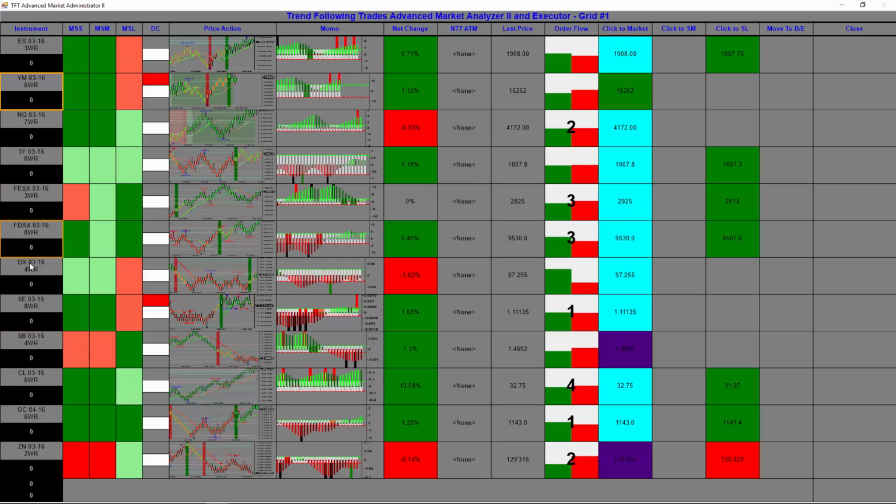There's 12 markets on here, ES, YM, NQ. You can see on the left-hand side as you go down here, these are the different markets. As we go across the chart, this is telling you what's going on inside of each market.